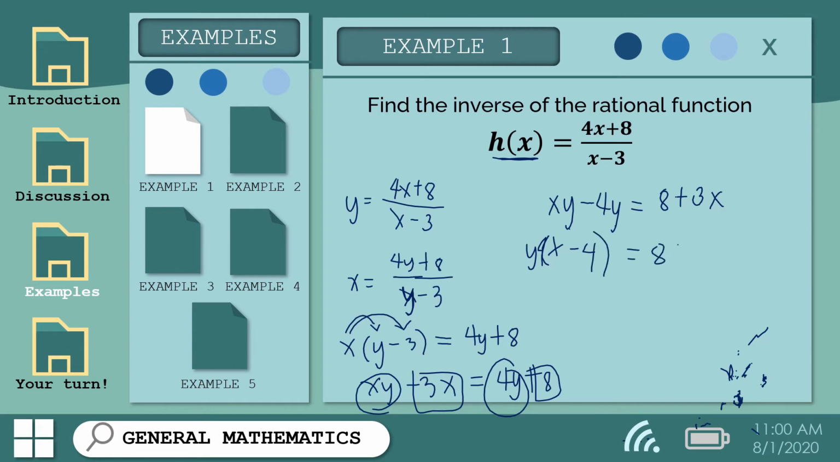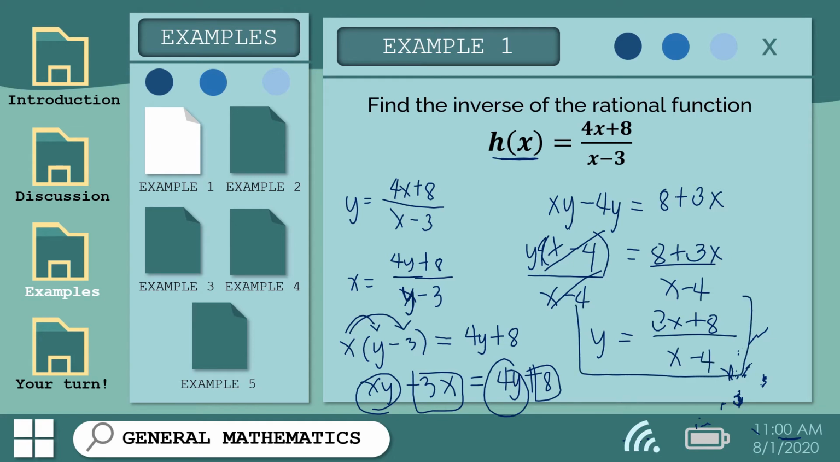Ayan po siya. Is equal to 8 plus 3x. Ngayon, syempre, we want to solve for y. Kailangan po natin i-eliminate yung x minus 4 sa tabi niya. Paano po yun? We divide both sides by x minus 4. Ang kakalabasan po ay, since cancel na po yan, y is equal to 3x plus 8 over x minus 4. Or pwede rin po natin palitan tong ating simple y as h inverse of x. Pwede rin pong ganyan siya isusulat. Okay? So, that's it.